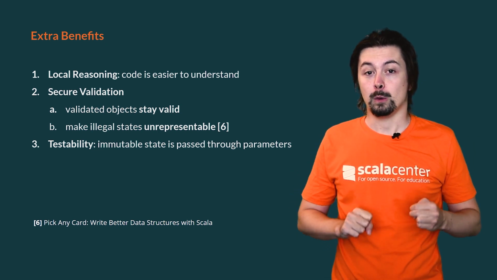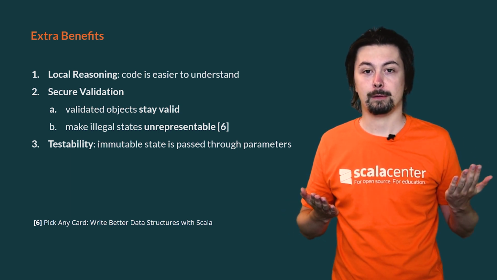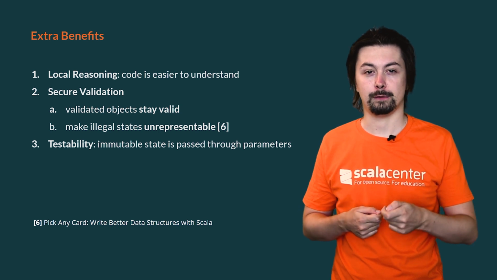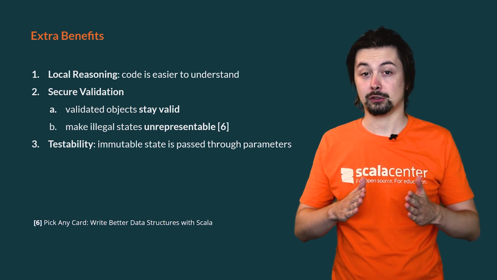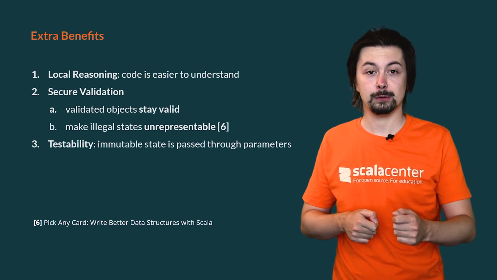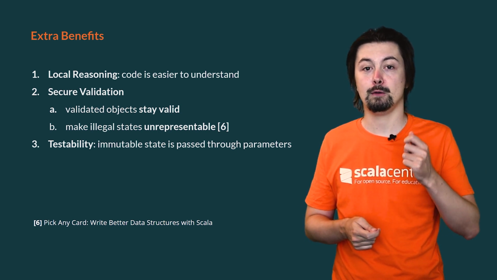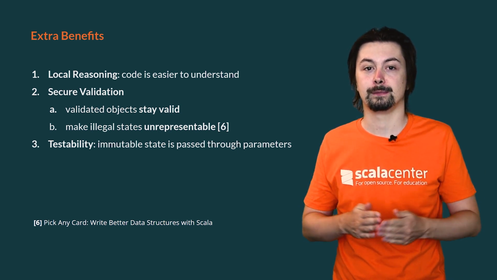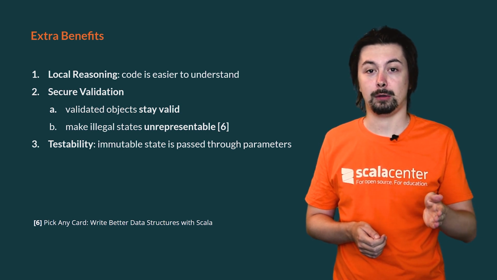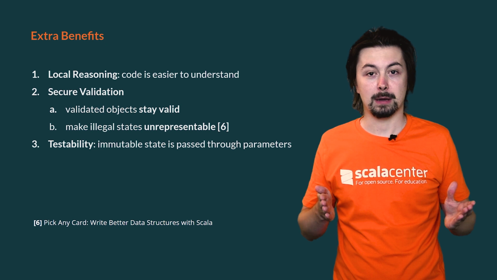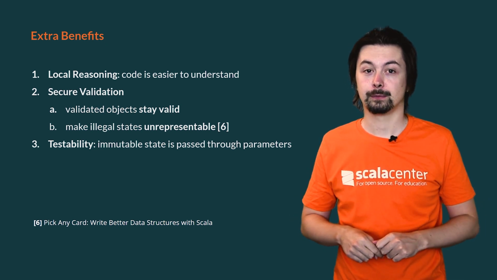Second, with immutable data, we can still be sure that any validation we perform on our data will remain secure for its entire lifetime. And because case classes have such low boilerplate, they encourage you to use more of them and more precise types to wrap data that is then proven to be valid at construction, which helps to make illegal states unrepresentable. You can find out more in my other video, Pick Any Card, linked below.